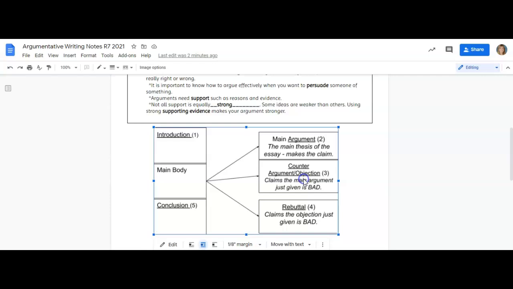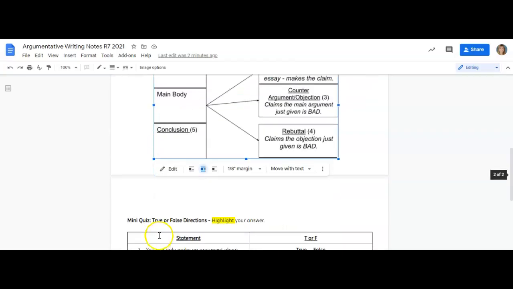Now, if the counter argument is that your parents don't want you to because you were supposed to have cleaned your room, the rebuttal would be that you will clean your room before your friend comes over. It's got to directly address the counter argument or the objection.